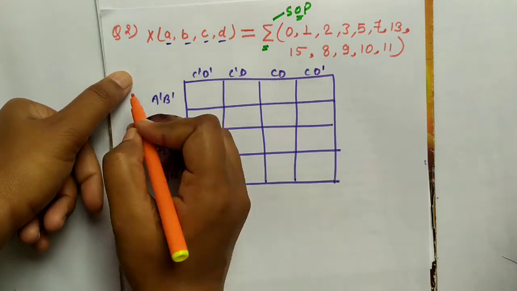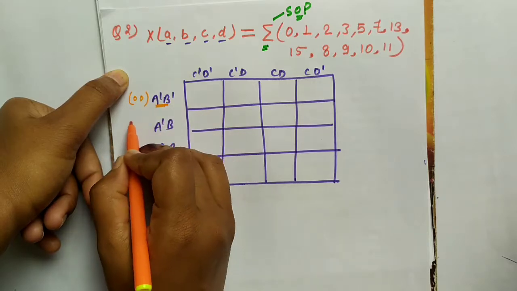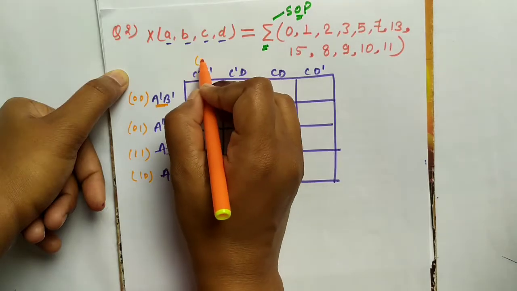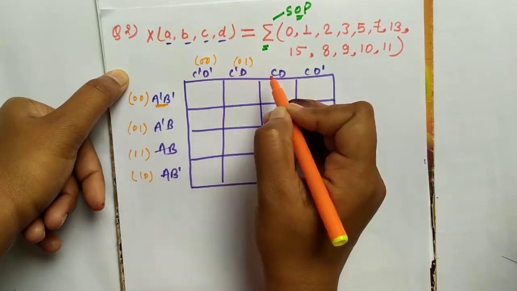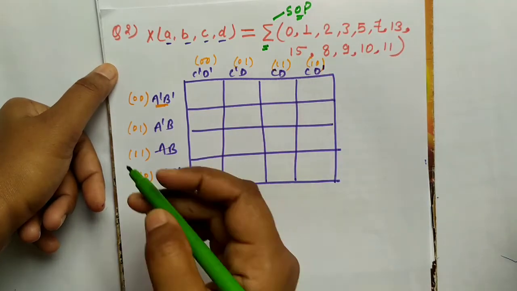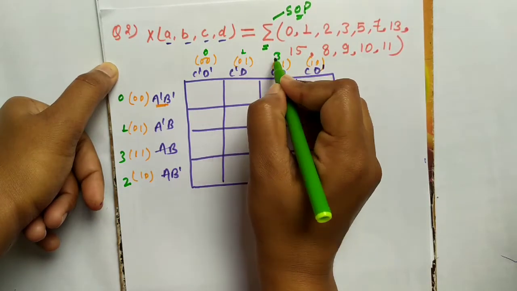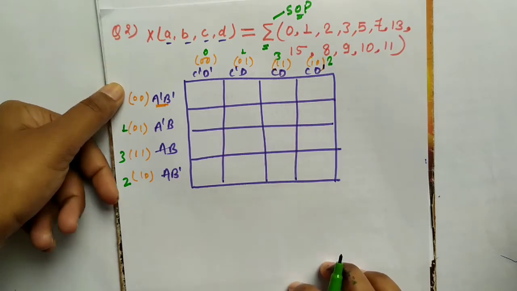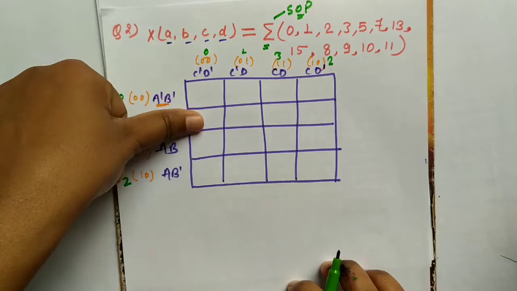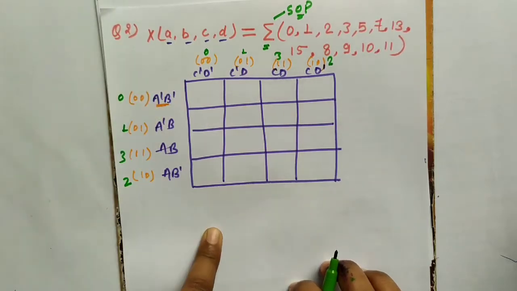If you remember, A'B' means 0 0, then 0 1, 1 1 and 1 0. It is also 0 0, 0 1, 1 1 and 1 0. That means the binary numbers are 0 1 3 2. So you can also remember it like that: 0 1 3 2, 0 1 3 2. So these are the boxes of the K-map.